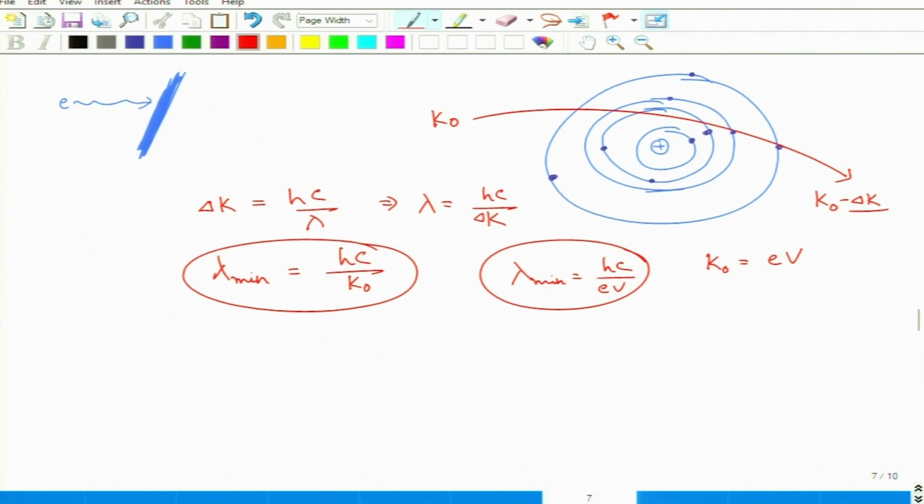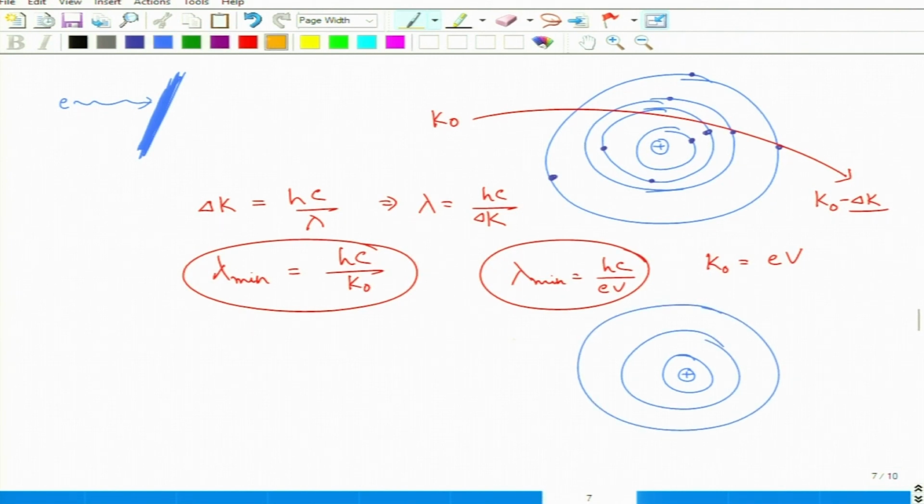Now after one collision, let's say there is another atom. There are millions of atoms, right? So after one collision, the electron goes into another collision with another atom. In that case, it enters with k0 minus del k kinetic energy, and it leaves with k0 minus del k minus, let's say, del k prime. So del k prime, this amount of energy, will be converted into an X-ray photon, so lambda will be hc by del k prime.